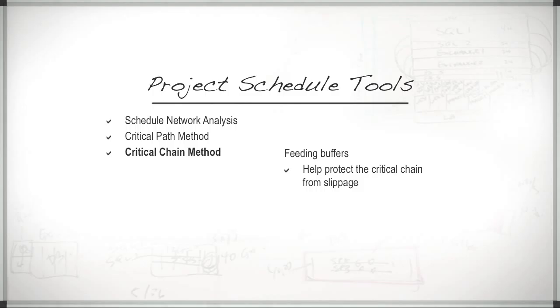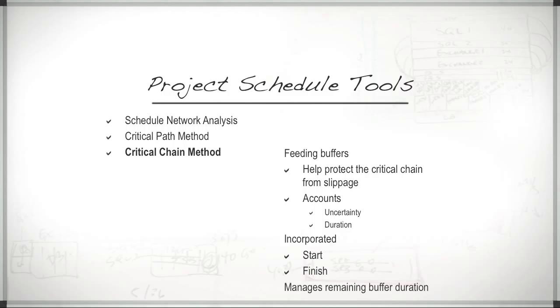The size of each buffer accounts for the degree of uncertainty and duration of the chain of dependent tasks. Once the buffer schedules have been determined, planned activities are incorporated with the latest possible start and finish dates. In comparison to managing float, critical chain manages remaining buffer duration against the remaining duration of task chains.